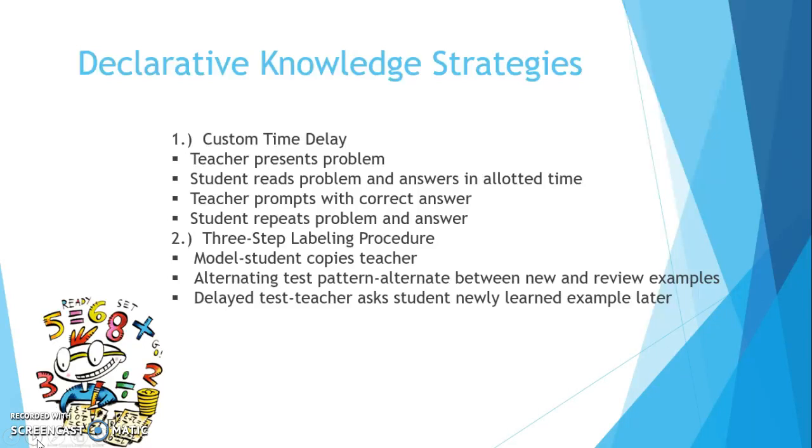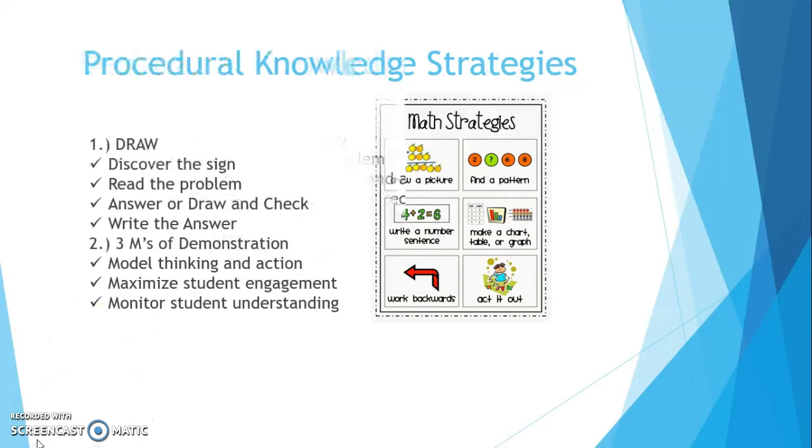A second strategy is the 3-step labeling procedure. In this, the teacher models and the student copies the teacher. Then the alternating test pattern. You alternate between new and review examples. And then there's the delayed test. That's where the teacher will ask the student the newly learned example later on in the lesson.